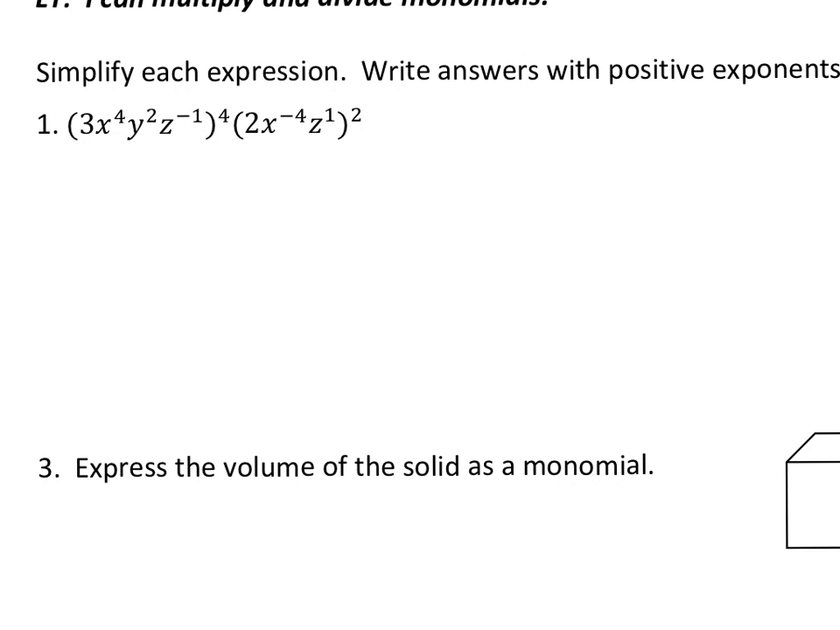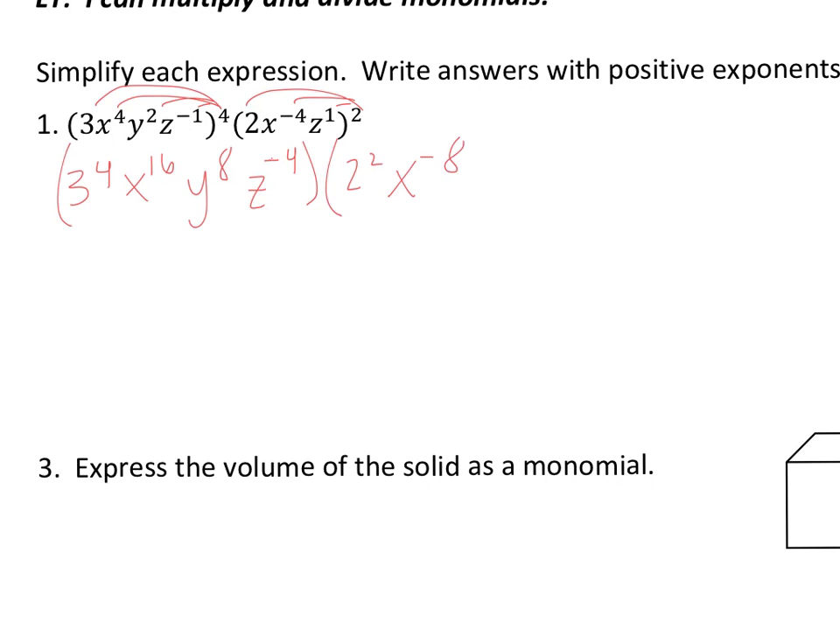And now I'm going to distribute the 4 to everything inside my parentheses. Do that to both sets here. So I get 3 to the 4th, x to the 16th, y to the 8th, and z to the negative 4th. There we go, that's my first one. And now my second one over here is 2 squared, x to the negative 8th. Well, no y's.